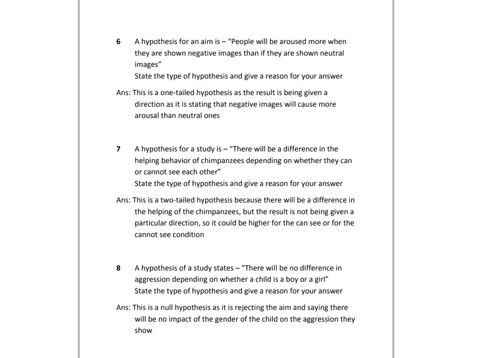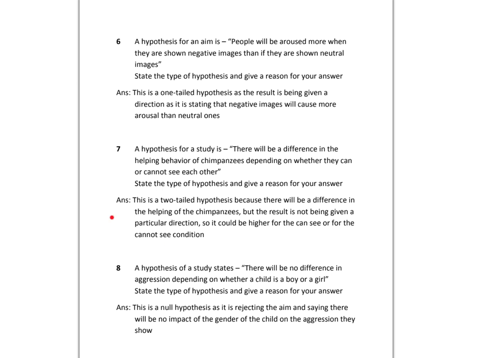So they will perform better in one than the other, but I'm not specifying. When I'm not specifying, but I am saying that there is a difference, then that is a two-tailed hypothesis. This is a two-tailed hypothesis because there will be a difference in the helping of chimpanzees, but the result is not being given a particular direction. So it could be higher for the can see or for the cannot see.